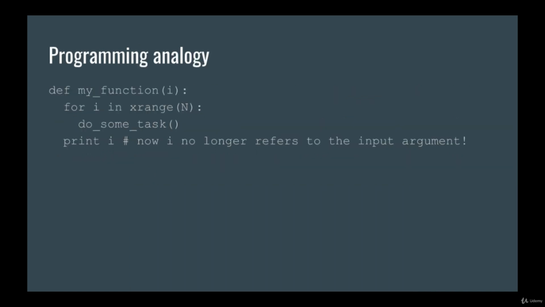To further reinforce why this is a bad idea, let's do a programming analogy. Suppose we have a function that takes as input the variable i. i represents some important input which we want to make use of. Now I enter a for loop where the dummy index variable is i. So I say for i in xrange(n), do some task. Now my original argument i has been completely erased by the index variable. This is clearly not a good idea.